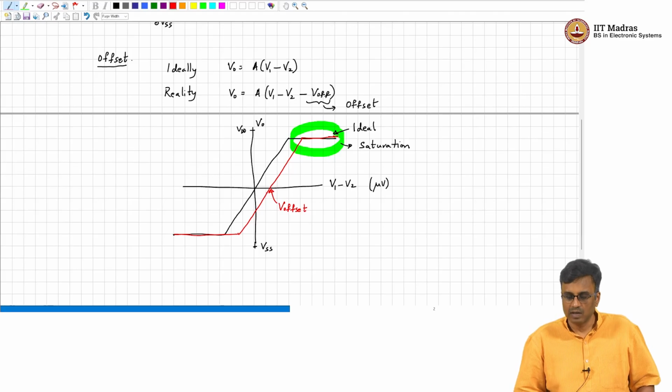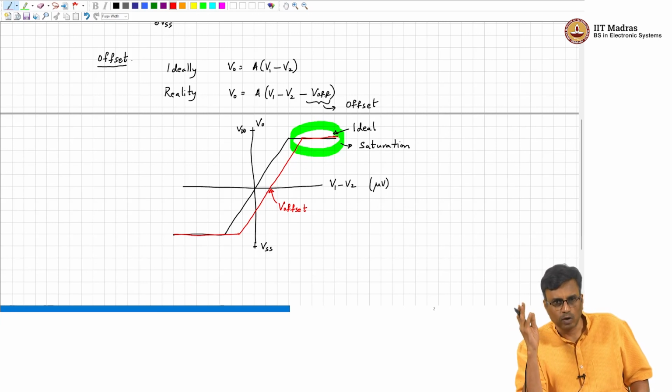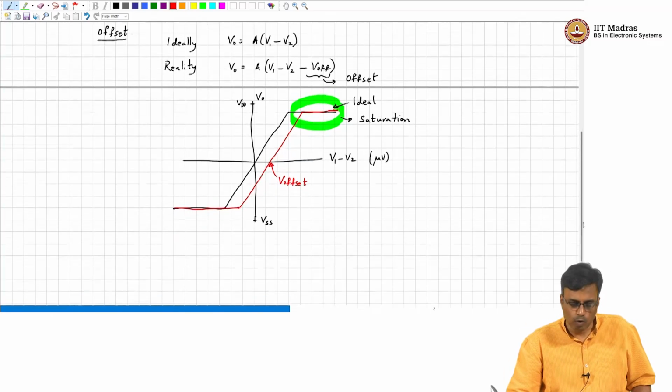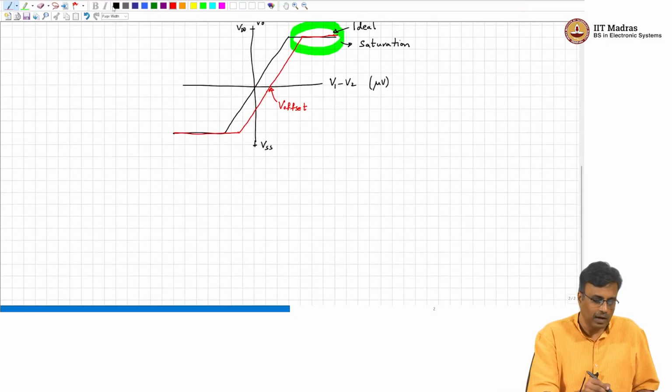So if the gain A is very large, or if A times V offset is larger than VDD or smaller than VSS, then the output of the op-amp, when you short the two inputs, will be saturated to one or the other rails. And how do you model op-amp offset in the equivalent circuit?